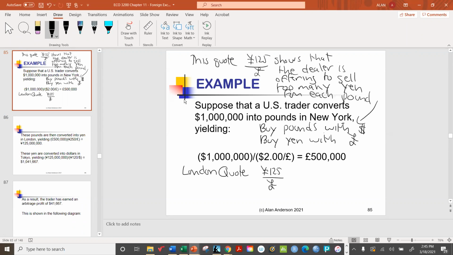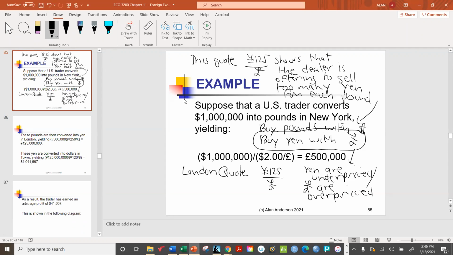Okay, so in other words, you're using our US dollars to get our hands on pounds, but that's at a normal, a proper exchange rate. This is the key right here. We're using our pounds to buy yen. Why? Because yen are underpriced, or we can think of it as pounds are overpriced. And that should help us think about which we're buying and which one we're selling. So we're buying the one that's undervalued or underpriced, and we're selling the one that's overpriced. And that's what we're doing.